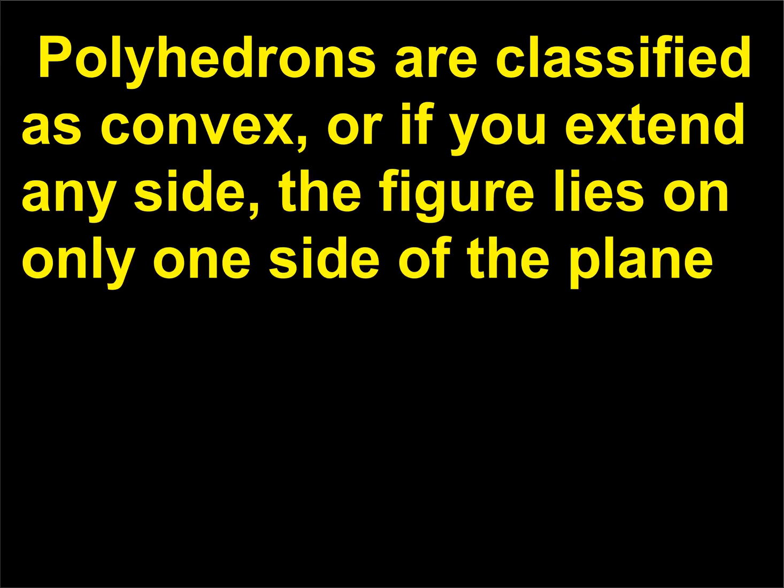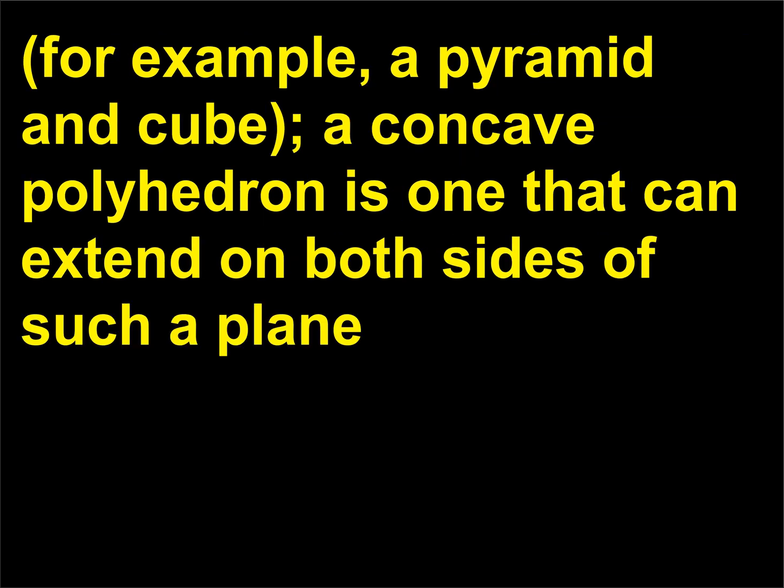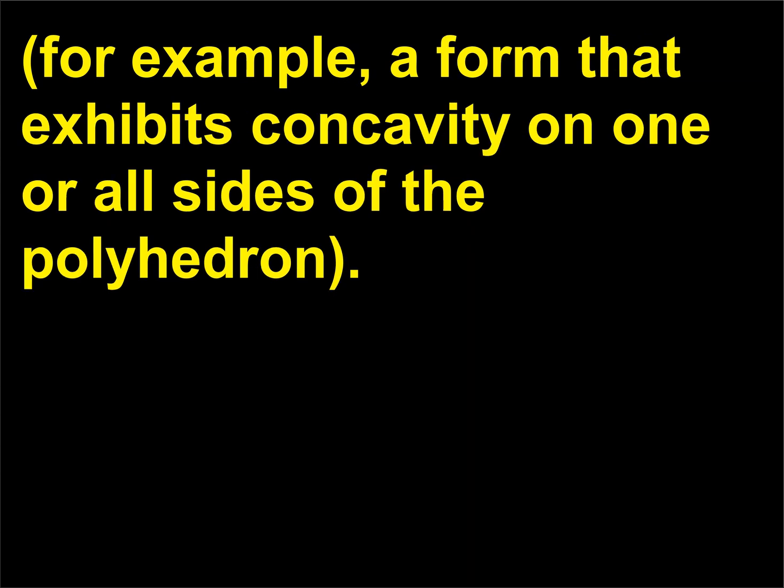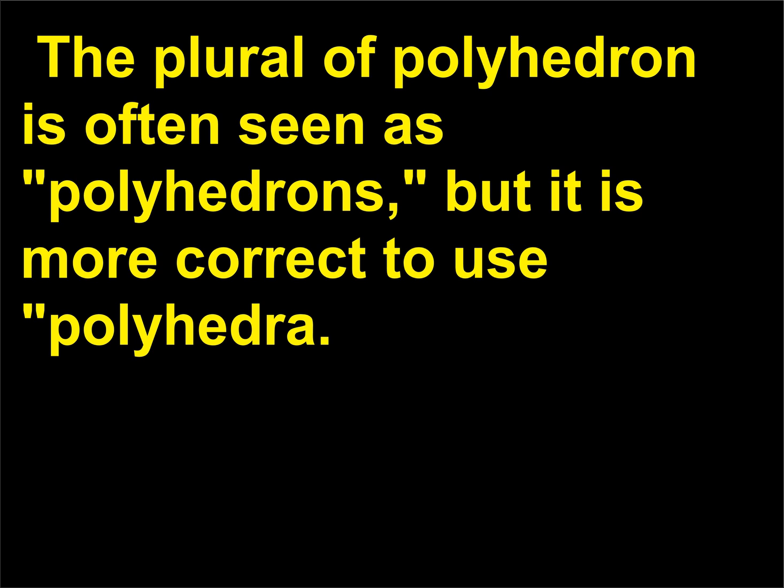Polyhedrons are classified as convex, where if you extend any side, the figure lies on only one side of the plane. For example, a pyramid and a cube. A concave polyhedron is one that can extend on both sides of such a plane, for example, a form that exhibits concavity on one or all sides of the polyhedron. The plural of polyhedron is often seen as polyhedrons, but it is more correct to use polyhedra.